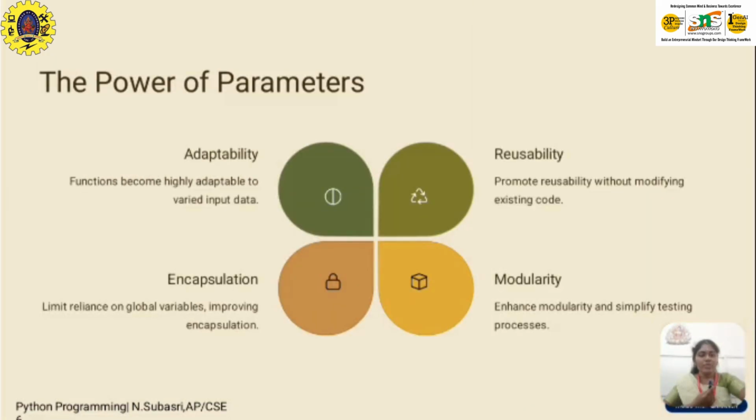The power of parameters is adaptability, reusability, encapsulation and modularity. In adaptability, the particular input data has to be adaptable to the code we are giving, and reusability lets us modify the existing data even when the code has been given. The encapsulation technique helps you limit the reliance on the global variables you have given. And modularity helps you enhance the modules and enables the testing phases.